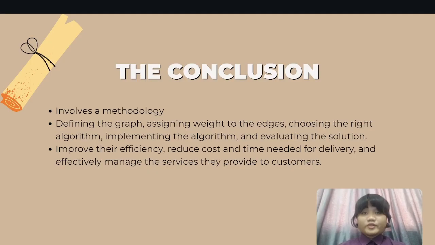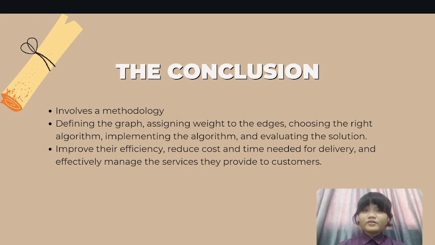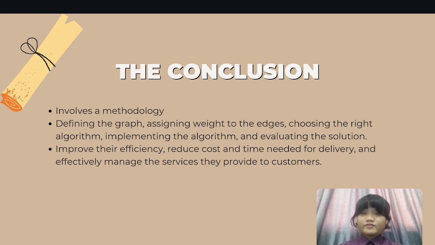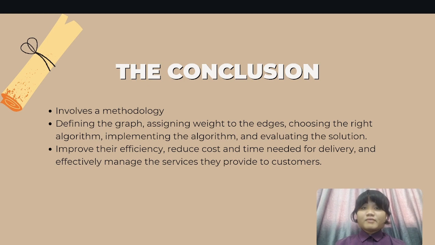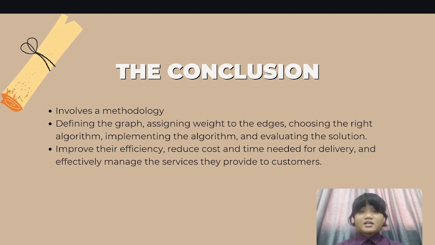to reach G. Now, we're reaching the final part of our presentation today, which is the conclusion for our study case. In conclusion, using a weighted graph to find the shortest path for a courier from the current location to deliver goods to the desired locations involves a methodology that includes defining the graph, assigning weights to the edges, choosing the right algorithm, implementing the algorithm, and finally, evaluating the solutions. By following the methodology, courier services will be able to improve efficiency, reduce costs and time needed for delivery, and manage the services they provide to the customer effectively.